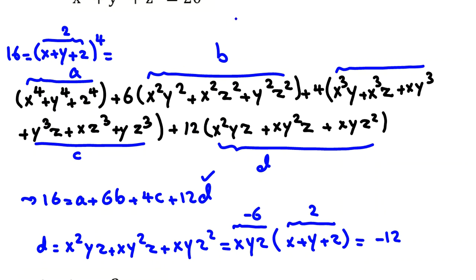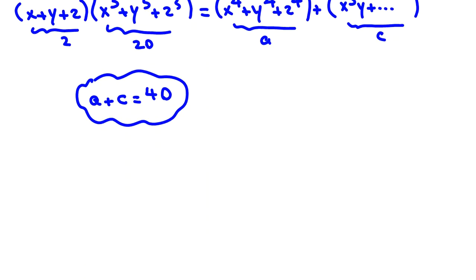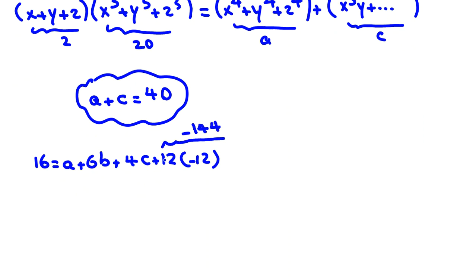So negative 12 times 12. Let me write it. It is 16 times A plus 6B plus 4C plus 12D, which is 12. We found D is negative 12. So we also have the third identity or third equality. If I copy and paste it here, then I will reach the third one. 12 times negative 12 will be negative 144. So we can conclude A plus 6B plus 4C. If we add 144 to both sides, it will be 16 plus 144.